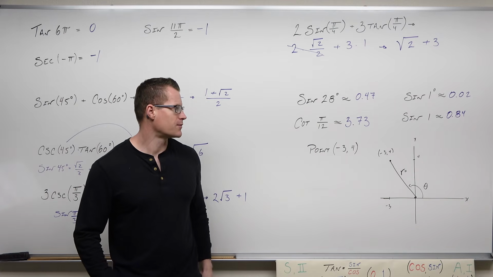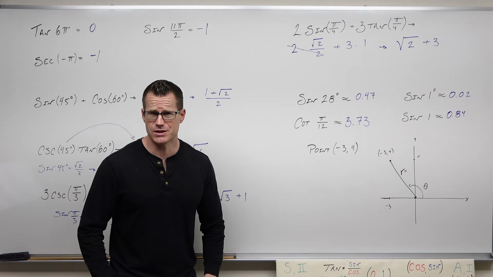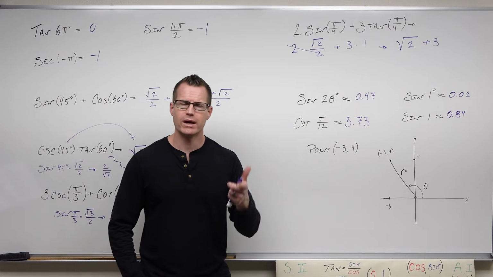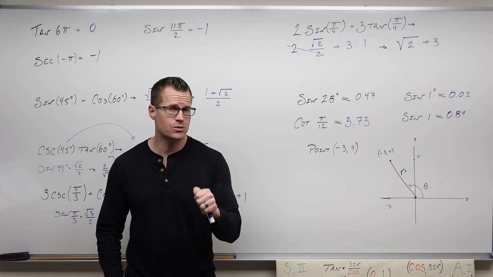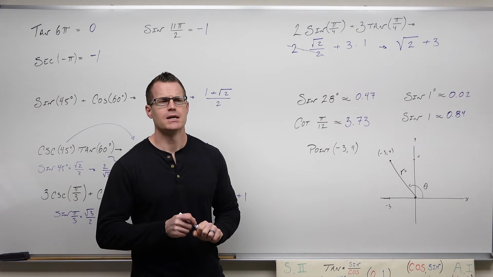So the point -3, 4. That is not on a unit circle, kind of obviously, right? Because the radius would have to be 1, and this is way more than 1. Wait a minute, how much is it actually? Could you find the radius? Because that's what it's going to take in order to find sine, cosine, tangent, trig functions of this.